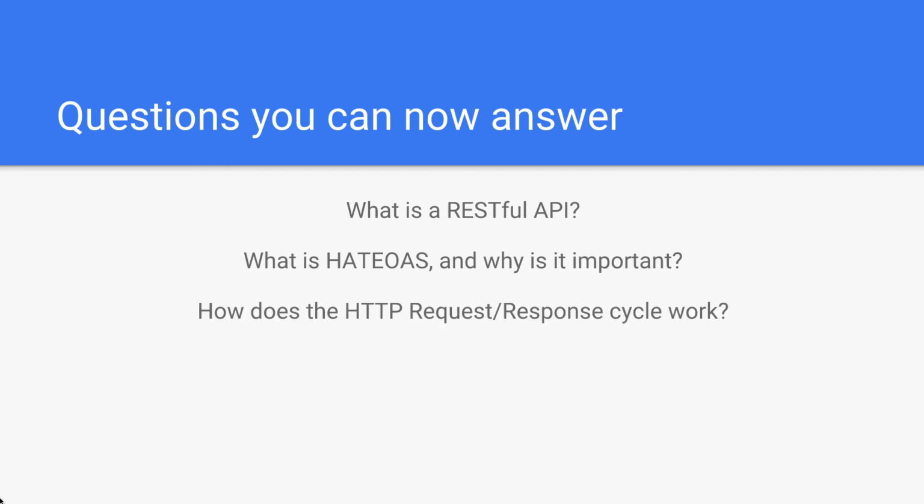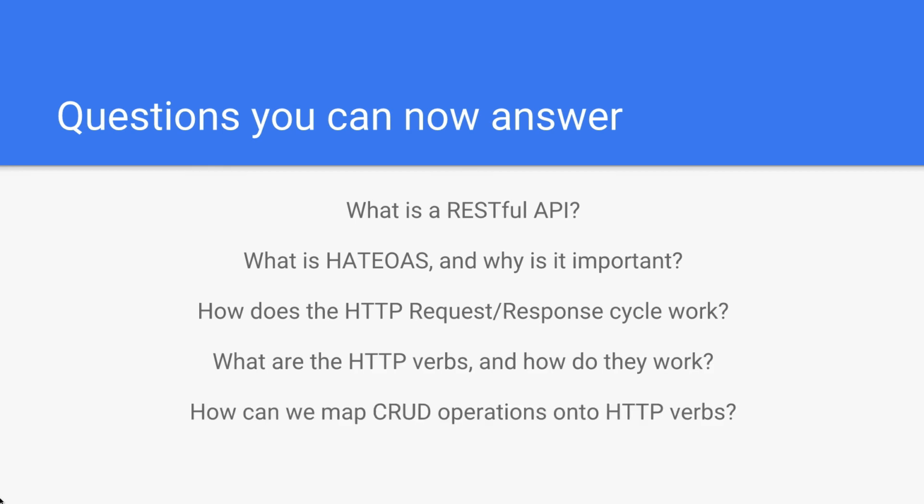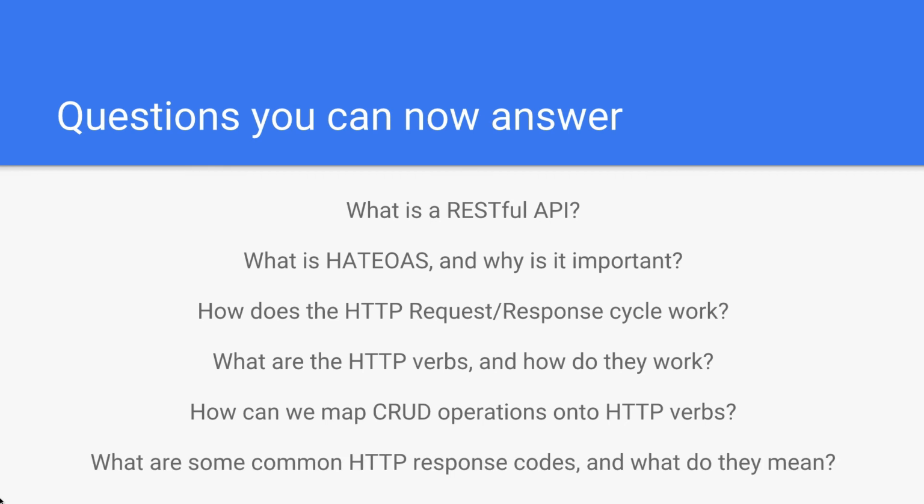How does the HTTP request and response cycle work? What are some HTTP verbs or methods, and how do they work? And then finally, what are some CRUD operations? How do we map those CRUD operations onto those HTTP verbs? And actually, finally now, what are some common HTTP response codes, and what do they mean?